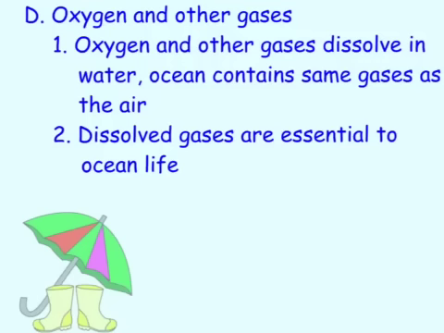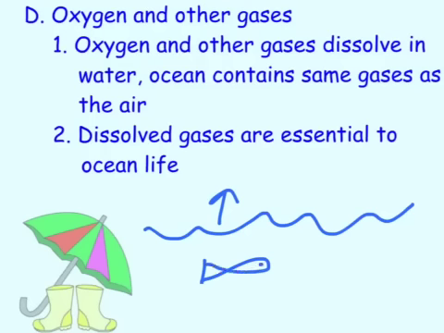Oxygen and other gases dissolve in the water, just like they do in fresh water. As the water waves are happening, it's coming in contact with the atmosphere above, and oxygen and other gases can dissolve in that water. Same gases as the air. Dissolved gases are essential to ocean life. So, if this poor little fish doesn't get any oxygen from the atmosphere, he's not going to be that happy fish. He's going to be that sad fish.